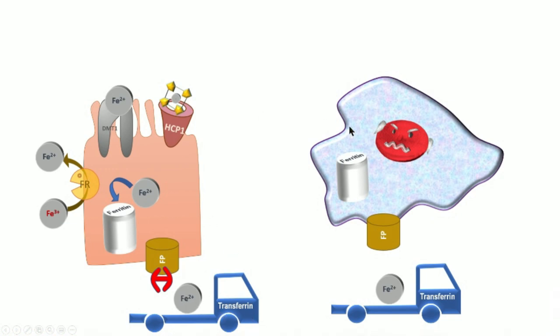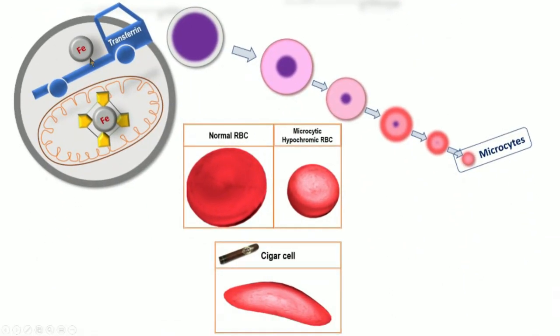The other source of iron is recycled iron, which is generated by the destruction of old senescent RBCs in the splenic macrophages. They destroy the RBCs and they get the iron. Iron is again stored in the form of ferritin as well as hemosiderin. Here also, as per requirement, iron is removed from ferritin, ported out of the cell, and transported with the help of transferrin protein to wherever required. Then these transferrin proteins bring the iron to the RBC precursor cell.